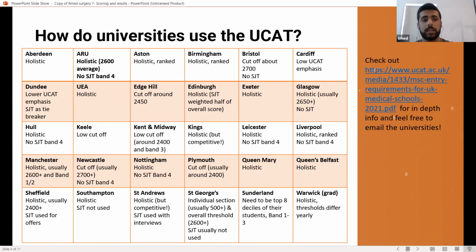But just a few things to point out. So I've indicated where universities use the UCAT together with the rest of your application. And that's where I've put holistic.